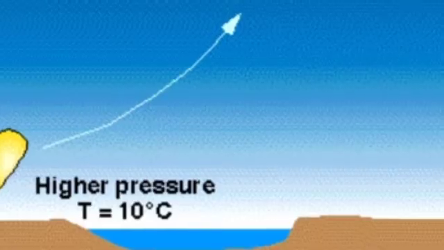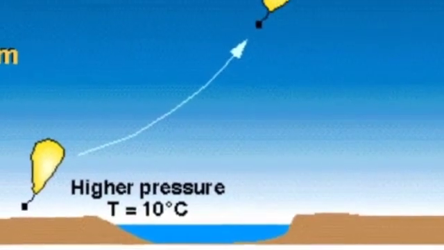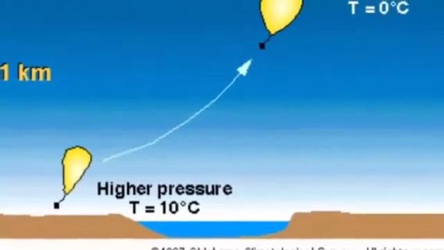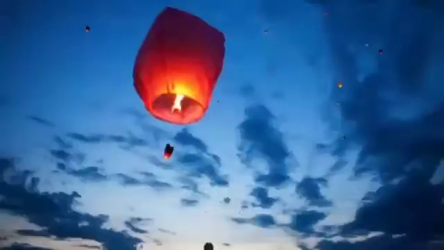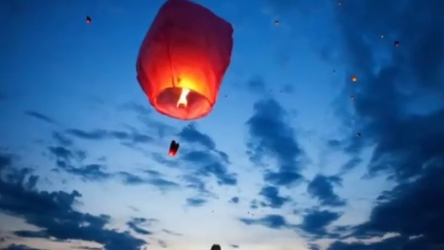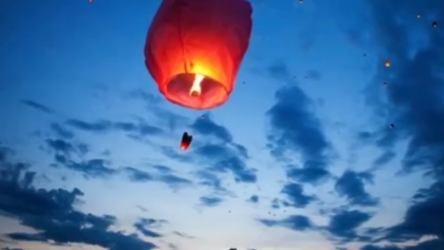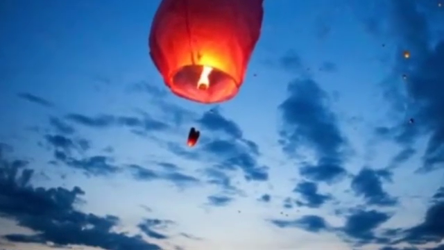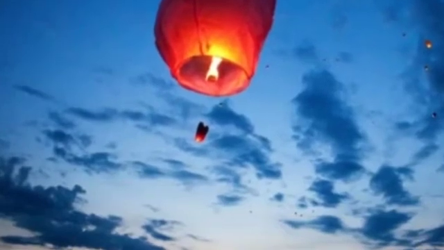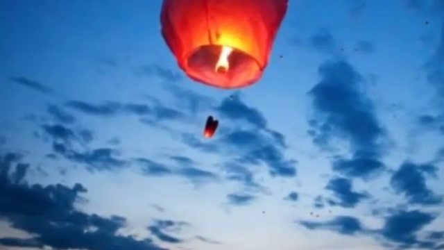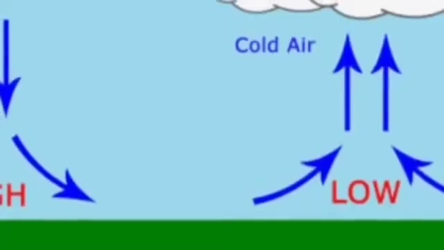Now let's see the geographical explanation behind it. The air in the flying lantern gets heated once the candle is lit. The hot air expands, becomes lighter and starts moving up. Therefore, the lantern is also lifted up towards the sky. In nature too, a similar phenomenon occurs.